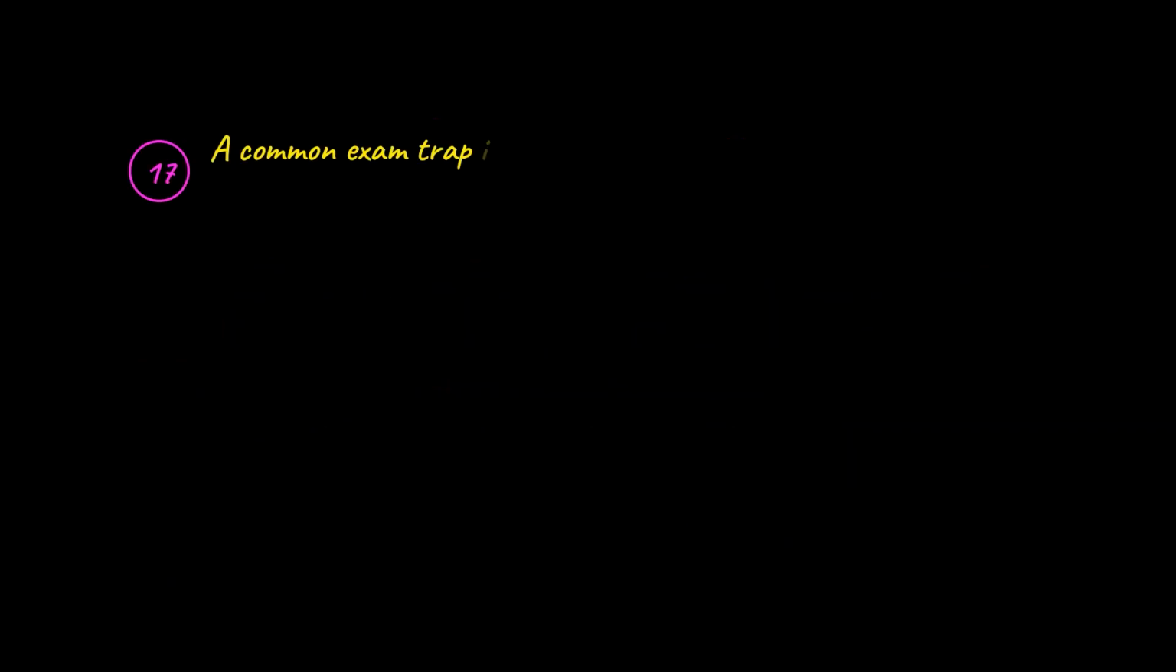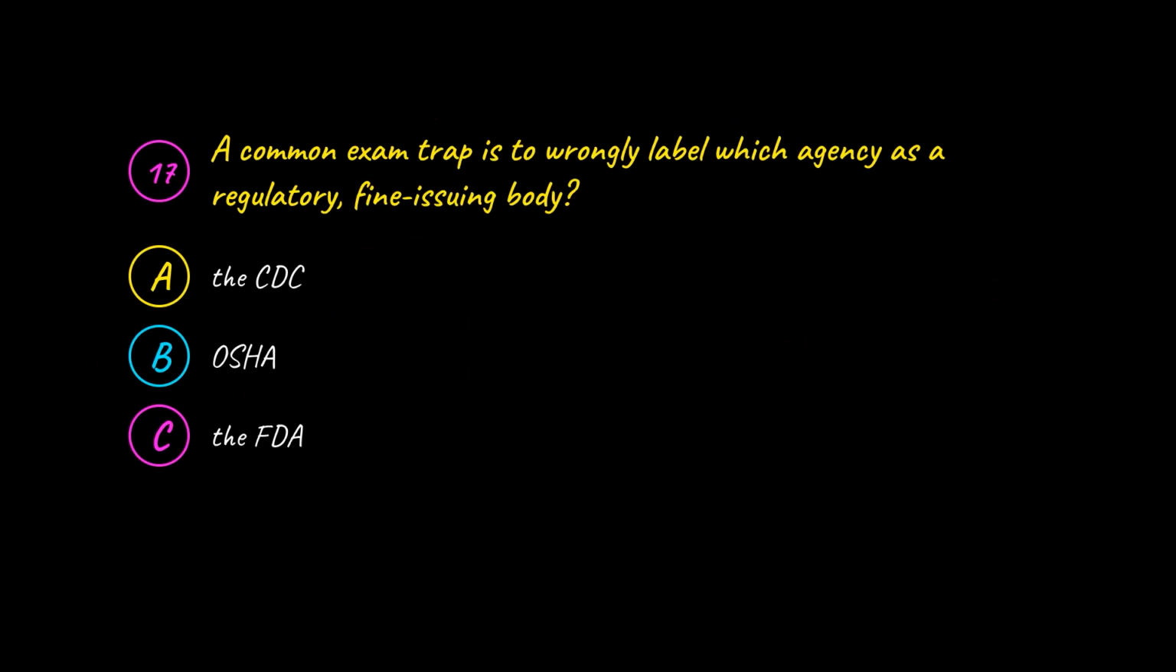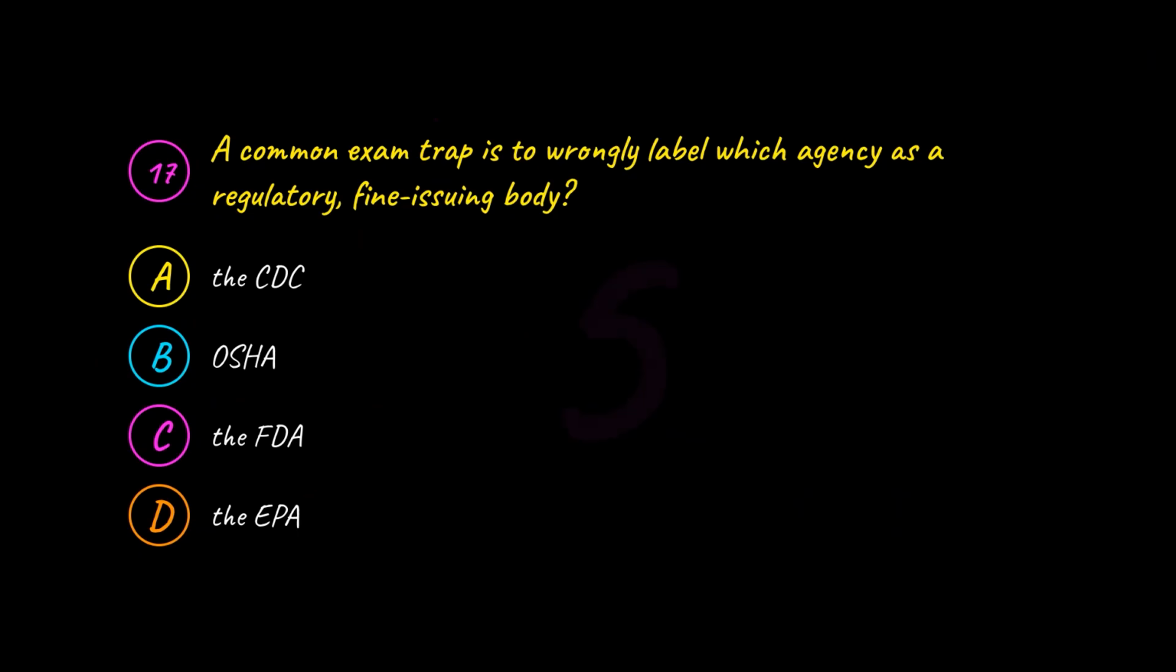Question 17. A common exam trap is to wrongly label which agency as a regulatory fine issuing body. Your options are A. The CDC, B. OSHA, C. The FDA, D. The EPA. Which one is it? Pause the video if you need more time.